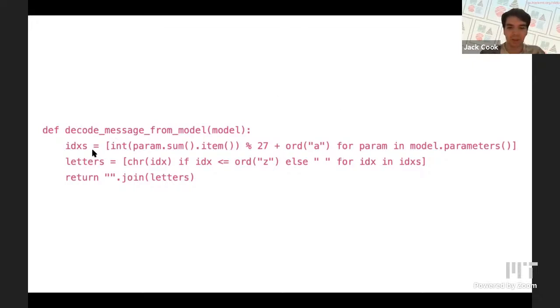So you go from having a list of weight matrices to a list of letters. Or sorry, this is going to be a list of integers, because ord is going to be like 60 or something, maybe 65, and you're just going to add whatever this is. This second line is going to take that list of integers and convert it to a list of letters. And then this last line, the return statement, is just going to convert it from an array to a string.